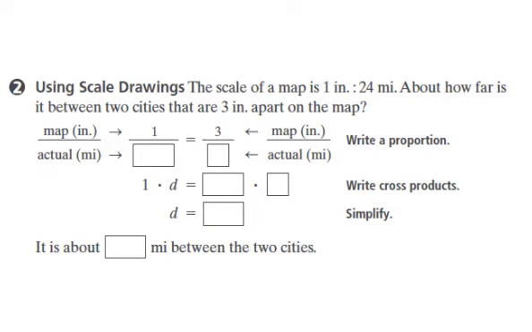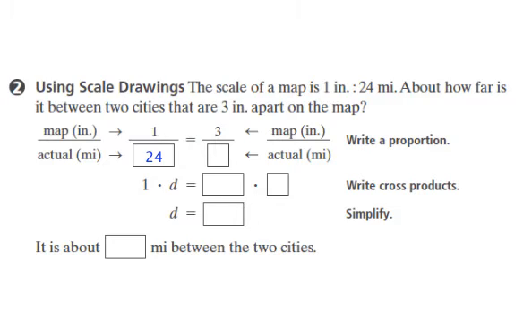Using scale drawings. The scale of a map is 1 inch to 24 miles. About how far is it between two cities that are 3 inches apart on the map? Well, we're going to set this up as a ratio. The scale was 1 inch equals 24 miles, so we're going to write that as our first ratio.